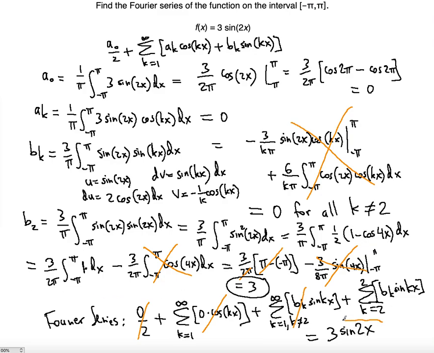So look what happens. Basically what it says is that the Fourier series is actually the function itself from negative pi to pi. That's what it says. Okay, and that's the only case. There's nothing else that you can show.